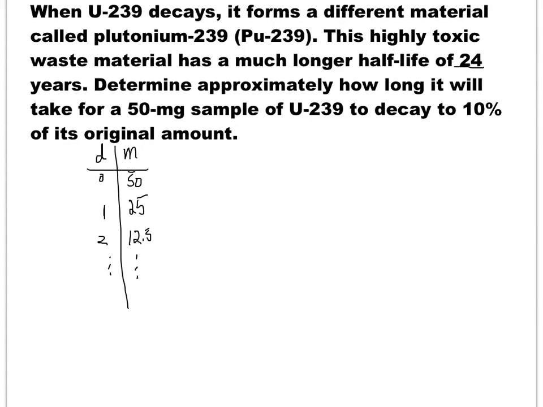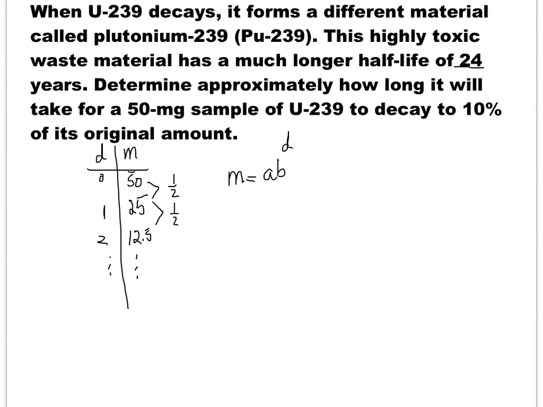We know that this is an exponential decay because the ratio is going to be 25 over 50, which is half. 12.5 divided by 25 is half. Since the ratios are the same, this is an exponential decay. The equation representing this is going to be M is equal to A B exponent D.